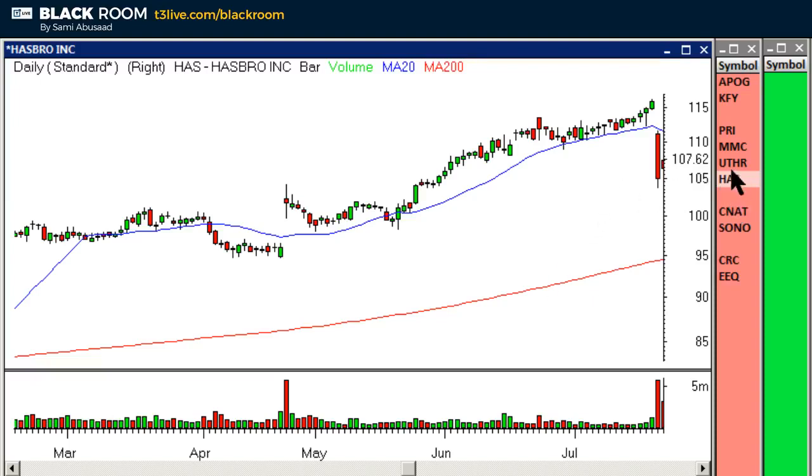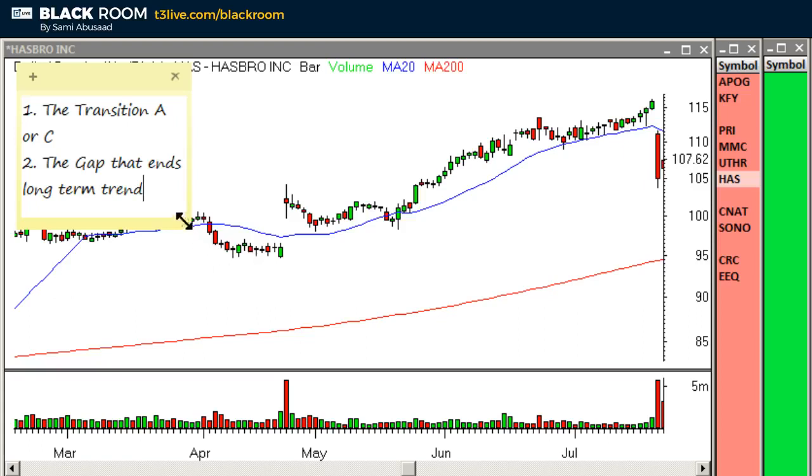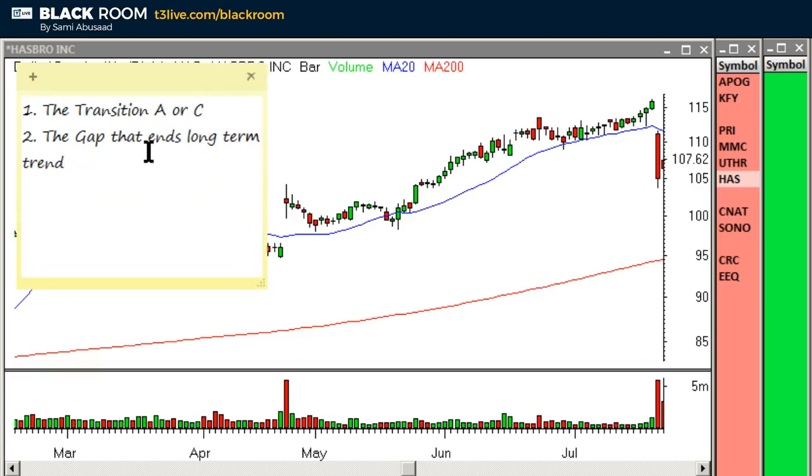At any rate, that's the second type of gap, the gap that ends a long-term uptrend. The third type is, what? Three would be the shock value gap. The shock value gap, right? The gap that creates shock value.